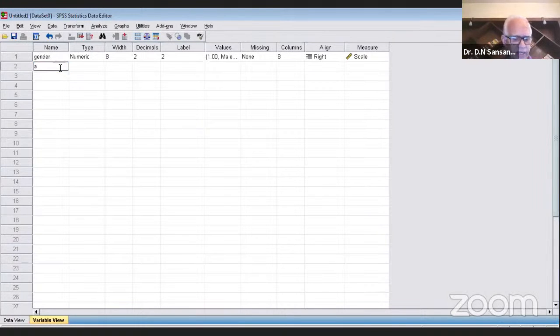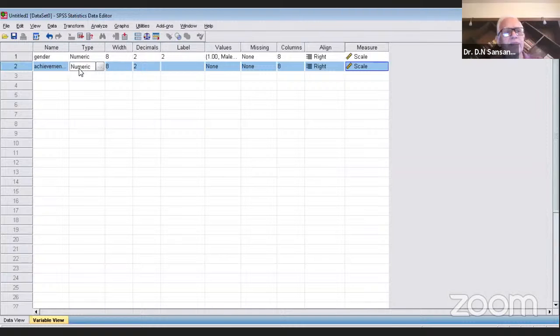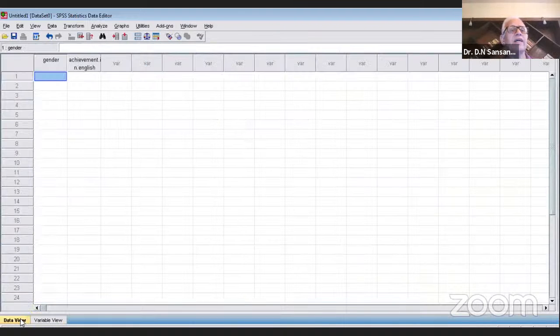Another is achievement dot in dot English. And achievement in English is a continuous variable, so there is no need of writing any levels. Okay. So once you have written that, then let us enter the data.